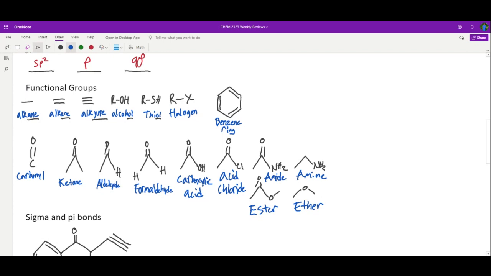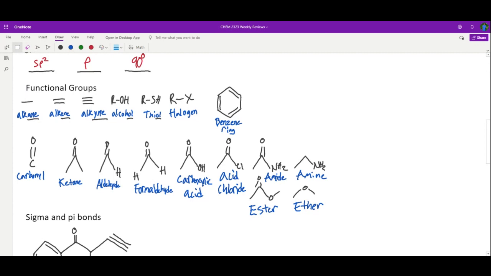Okay? Formaldehyde and acid chloride are less popular and less seen. You might see a little bit more of them in OCHEM 2. So ketone and aldehyde are the most famous ones, and of course carboxylic acid, and then amide and ester are also there. Okay, and then besides those, you also have ether and amine. And if you notice ether and ester, there's a chance you might get them mixed up. So just remember the difference.